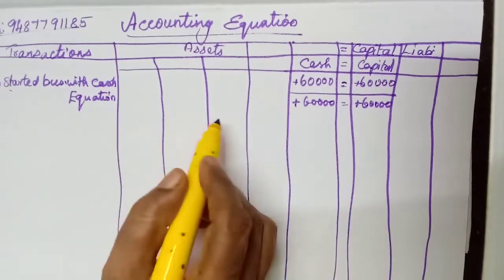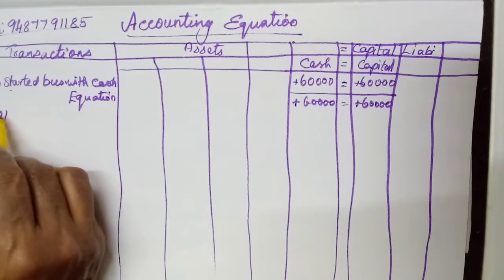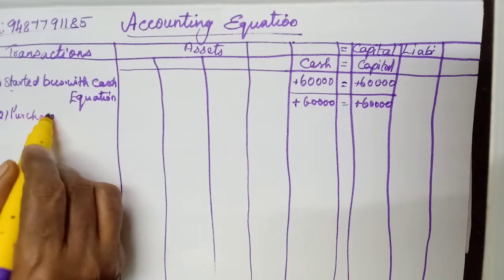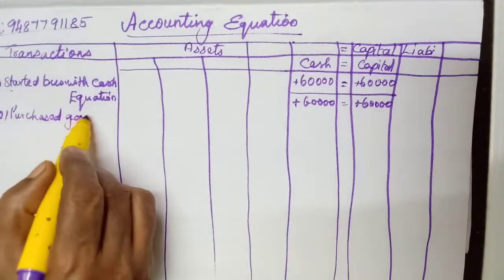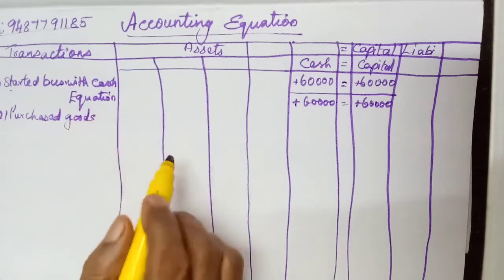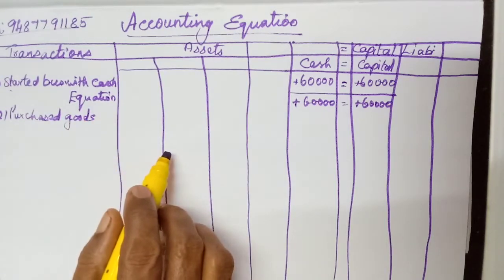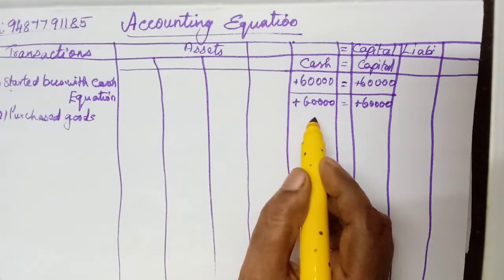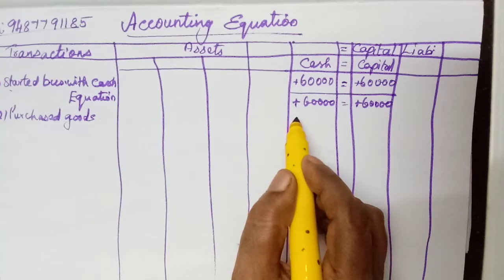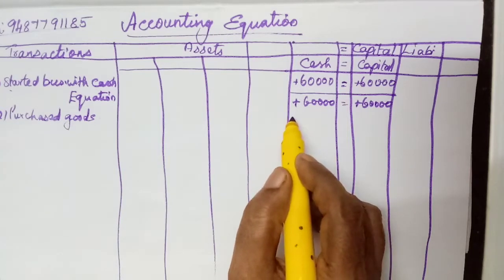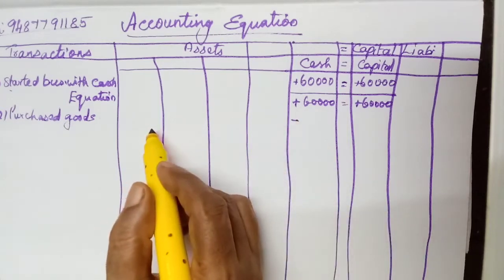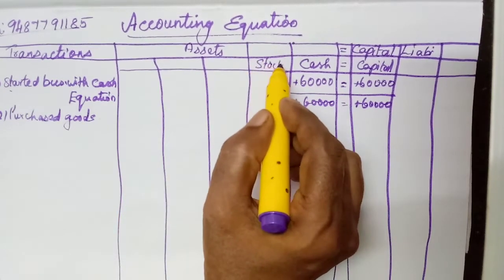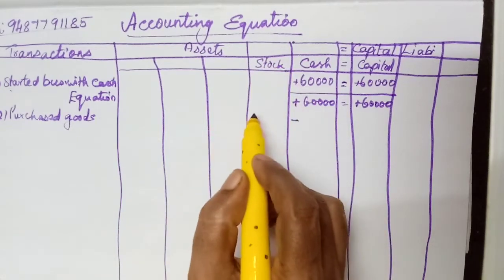Then second transaction. Purchased goods for cash. You can write fully, purchased goods. How much? 20,000. So it affects cash, isn't it? Cash will get reduced. So minus we need to write. Then it will increase what? Goods. So that is called stock. I told you we should not write goods. Stock, it will increase.